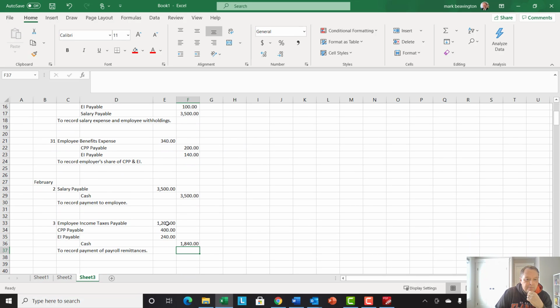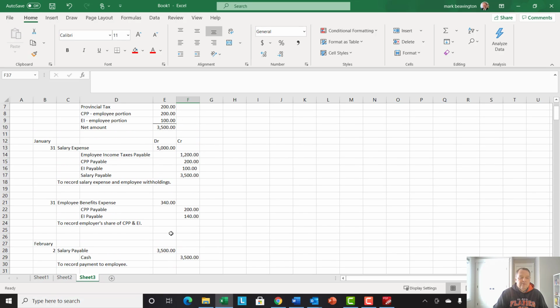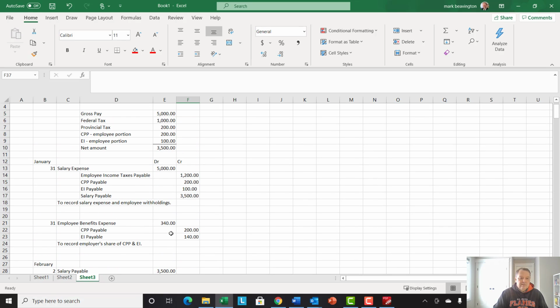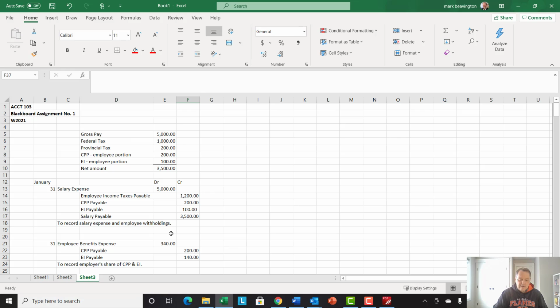And then down here, when we pay Revenue Canada, make sure that you clear out your payable accounts that had these credit balances. And you have to make sure you catch the employee and the employer's portion of each one of those. Okay, that's the solution there for the questions. Hopefully you learned a couple things from there. You need this for your exam, so make sure that you're comfortable with all these concepts.